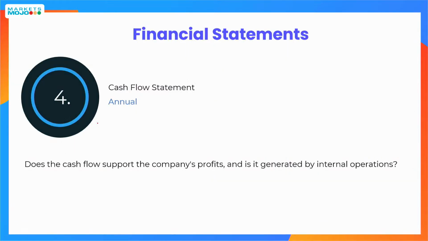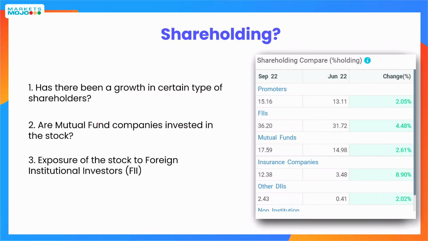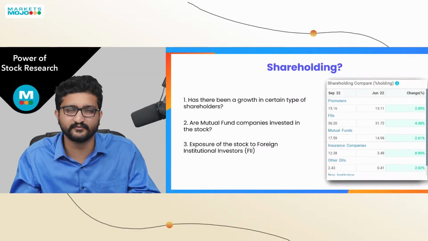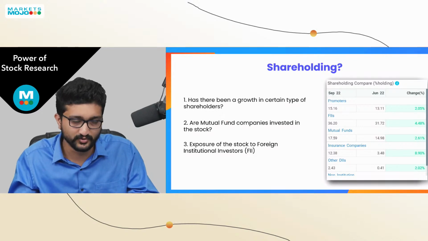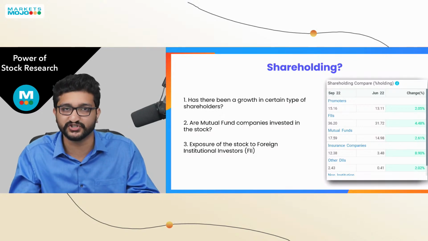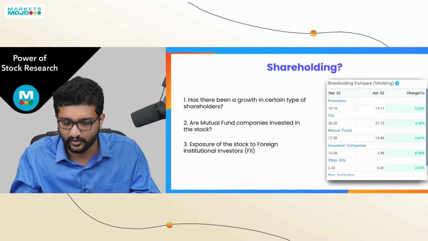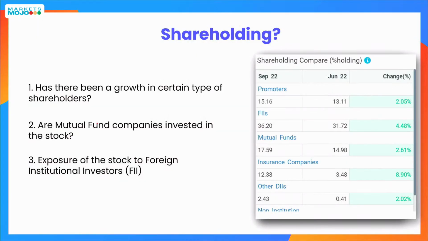Okay, so I'll move on to the next particular question, which is shareholding. This is the 5th question I spoke about. And this is really important. Very few of us actually go towards the end of the stock page and actually look at the shareholding of the company. On the right side, I have a particular table which compares the shareholding quarter on quarter and mentions if there is any particular change.